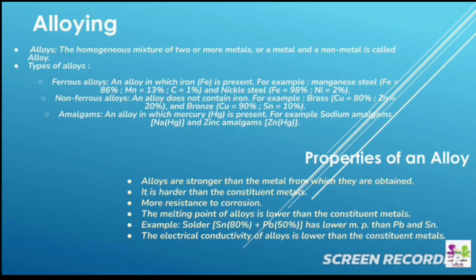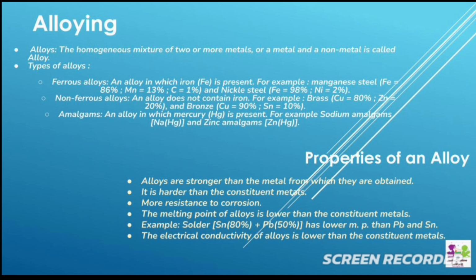The third category is amalgams. An amalgam is an alloy where mercury is involved. Whenever you are mixing multiple elements, and if mercury is one of them, then that is known as an amalgam. You all know that mercury is an exception compared to any other metal, because mercury is the only liquid metal. It is in liquid state at room temperature. Sodium amalgam is where sodium and mercury are mixed, and zinc amalgam is where zinc and mercury are mixed. So these are the different types of alloys.